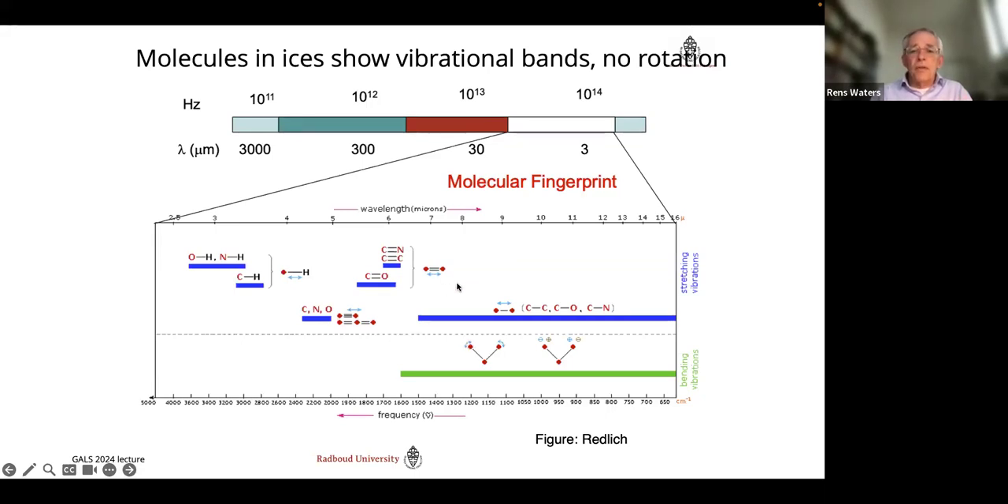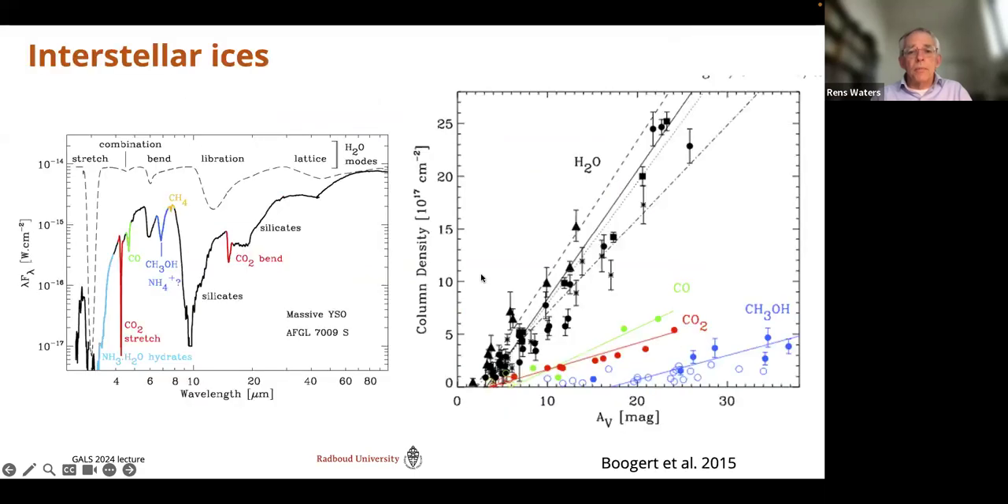And obviously, these molecules don't show any rotation anymore because they are in the lattice. So you only see the collapsed ro-vibrational bands as a broad absorption band in these spectra. So that's the difference between the gas phase and solid absorption. We'll see an example in a moment.